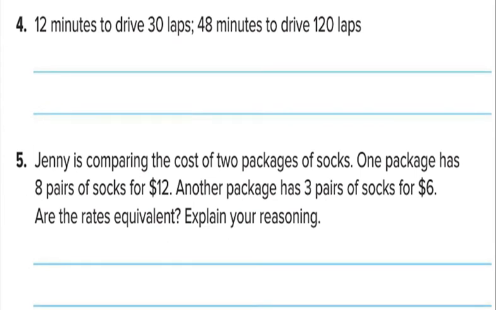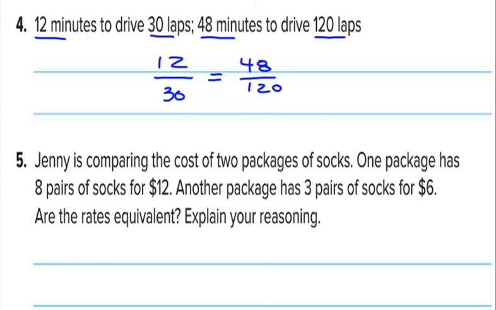Okay, so now that we have that, let's just do two more, and then we're going to go into some coordinate planes. So we have 12 minutes with 30 laps, and we have 48 minutes with 120 laps. Set up your fraction or your ratio. 12 over 30 equals 48 over 120. And this problem here is just asking us to solve. So we have 30 times 48, which is going to be 1,440. And then we have 120 times 12, which is also 1,440. So yes, these ratios are equivalent.